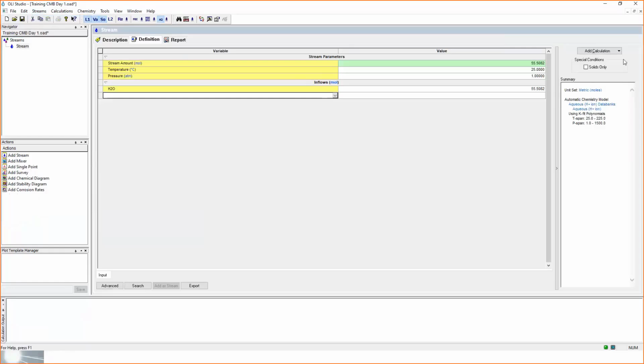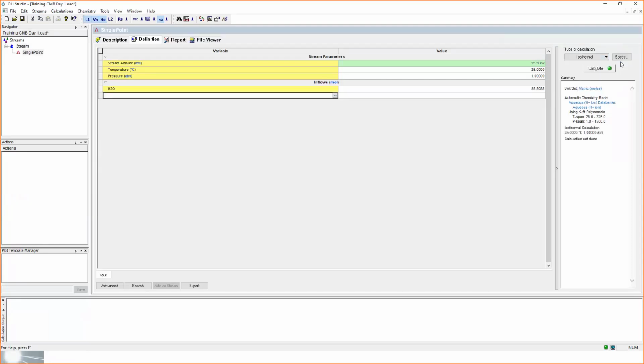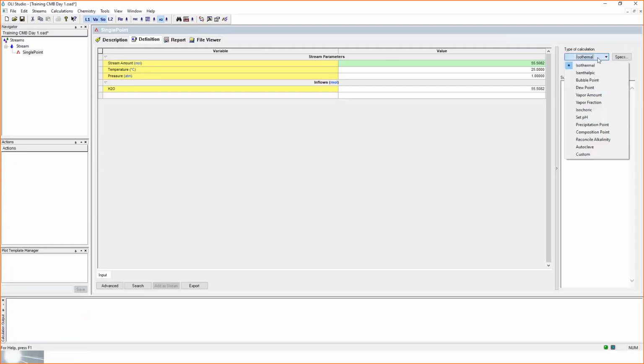To the right, you see a button that says Add Calculation. If you click on Add Calculation, there is a single point option. Just click on that single point. And you'll see you have a single point form here on the left, and to the right it says type of calculation. It says isothermal. If you click on isothermal, you'll see a list of different calculations.